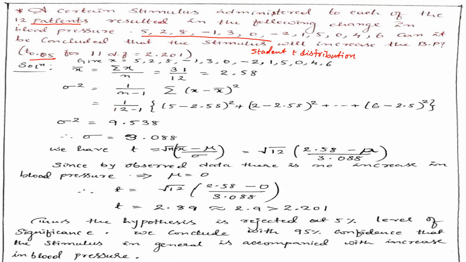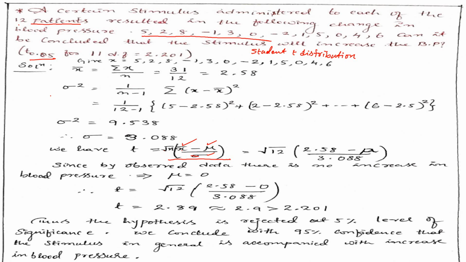For student t distribution, you know the formula. It is given by square root of n times x bar minus mu by sigma. This is the formula. So in this, we require x bar, mu and sigma. We are going to find that. So x bar can be found by summation x divided by n, which is the sum of all the values of x, that is 31, divided by the given value n, it is 12. So solving that, you are going to get 2.58.